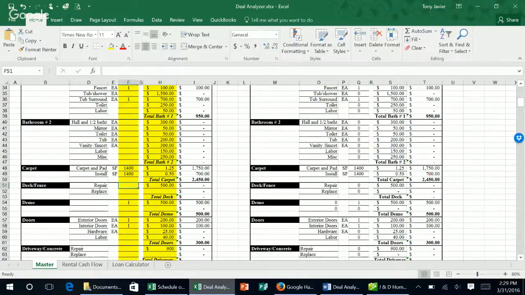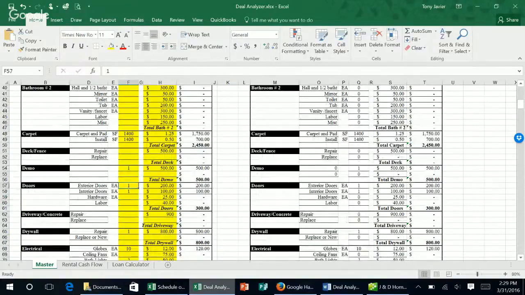If you are repairing or replacing a deck, you would put in the quantities here. And again, make sure you do your quantities where they need to be. Don't just put the number in on the right. And at the same time, if you don't need it, make sure it is out of there. Okay, it's very important.